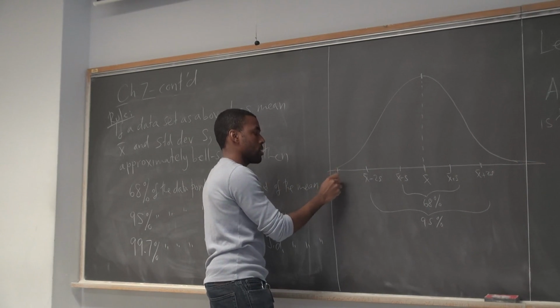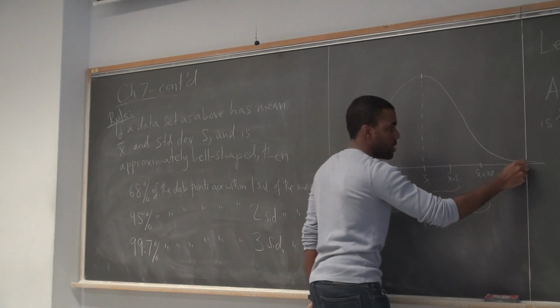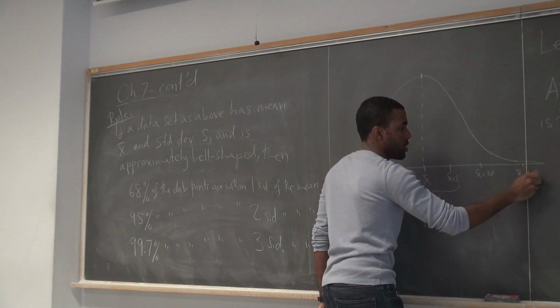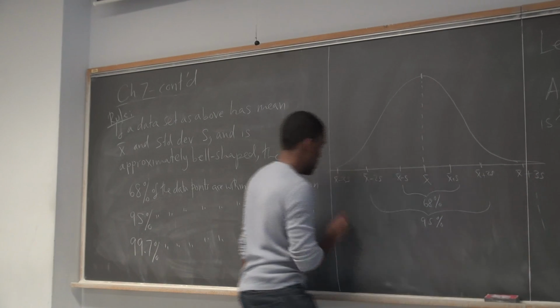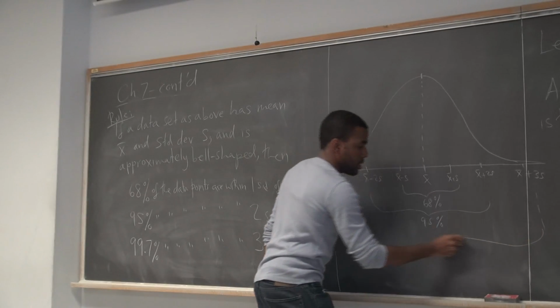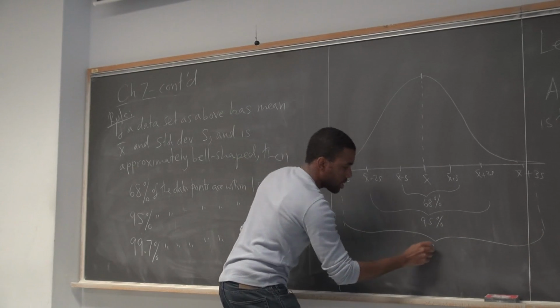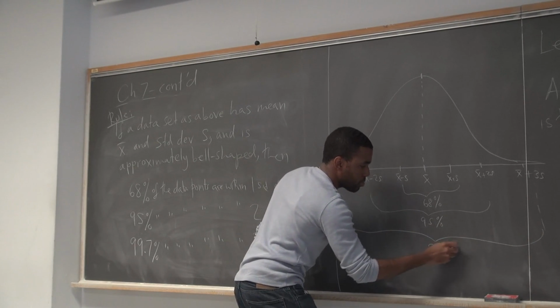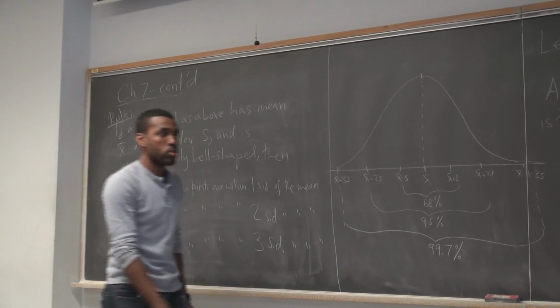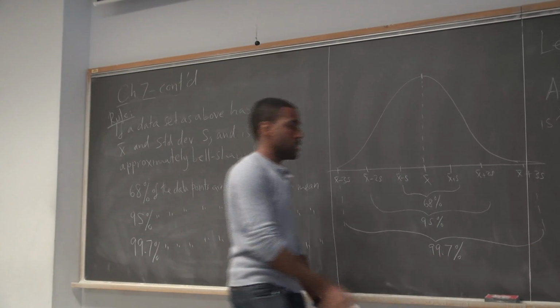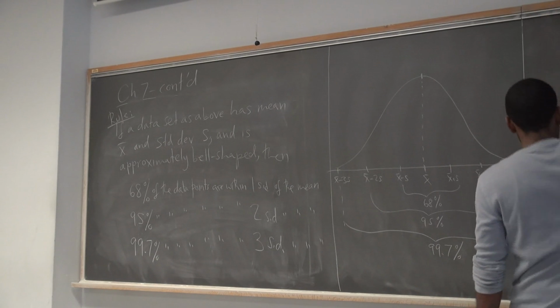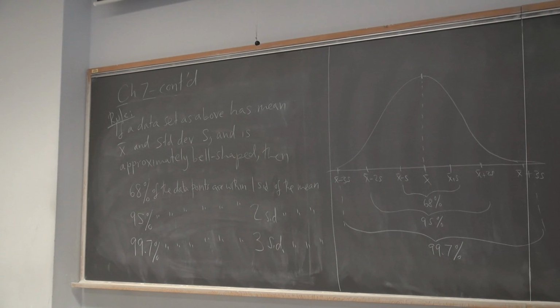If I go further, a 3 standard deviations length interval, x bar plus and minus 3 standard deviations, then 99.7% of all my data points will be within that range. This is called the 68, 95, 99.7 rule. And it happens for bell curves. Any bell curve will have this happening. Sort of a rule.